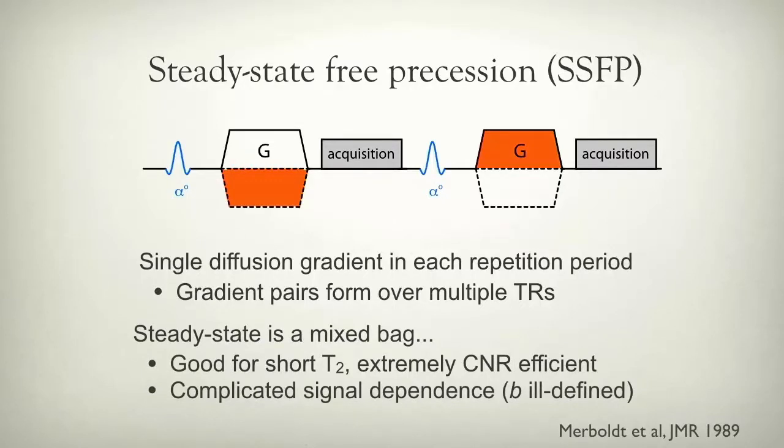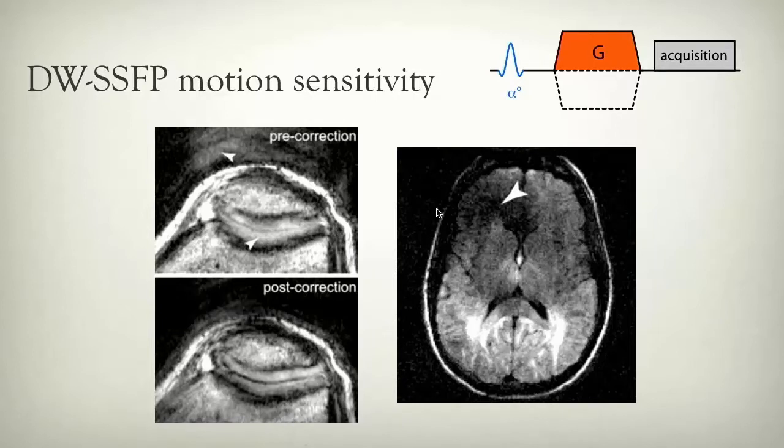Now, as a result of that, it's a very mixed bag. It turns out it's really good for short T2 because these periods are short, so the time between when you excite and when you acquire is relatively short. It's extremely contrast to noise ratio efficient, so it has high contrast for the amount of time, like per unit time. However, it's an incredibly complicated signal dependence. I won't show you the equation, but it basically takes up the better part of a page. The b value, I haven't really gone into b value, but the level of diffusion contrast that you have is ill-defined. Just as important, it's extremely motion sensitive.